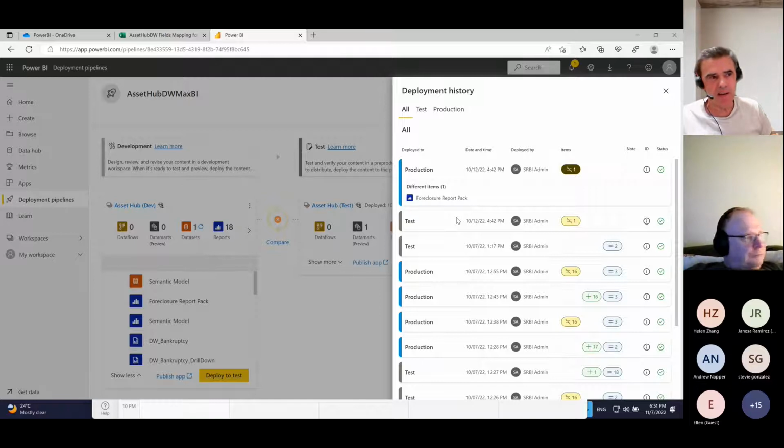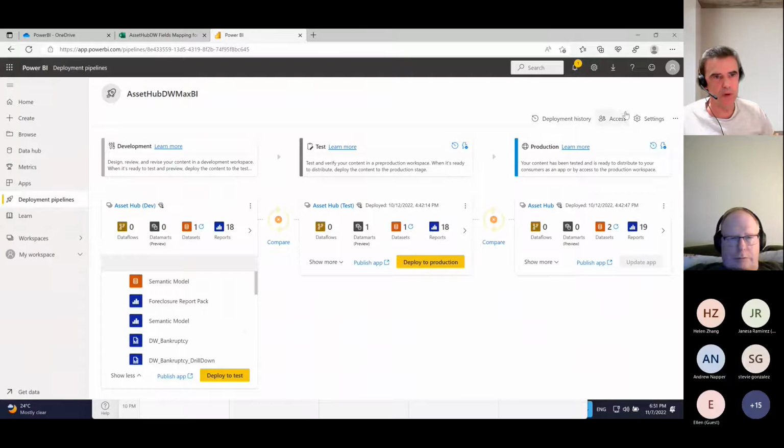A typical question that I get here: what if I want to roll back changes? So you push something to production, ooh, there is a bug, and we want to roll it back. Can we do that? No, still can't. I hope Microsoft will add that feature at some point, but we don't have a feature to roll back changes to these environments.